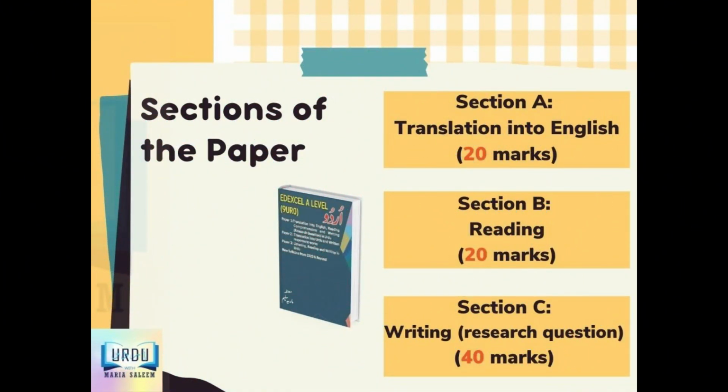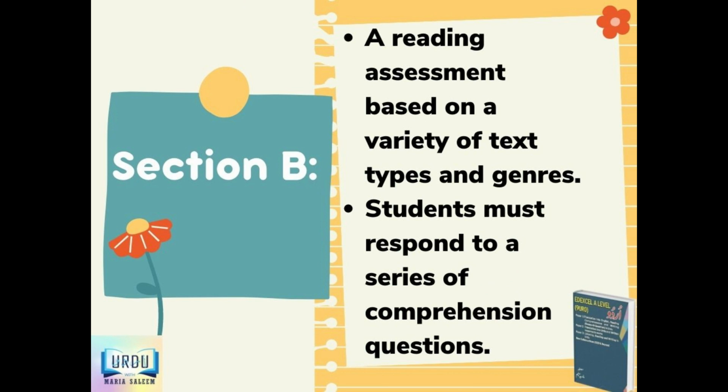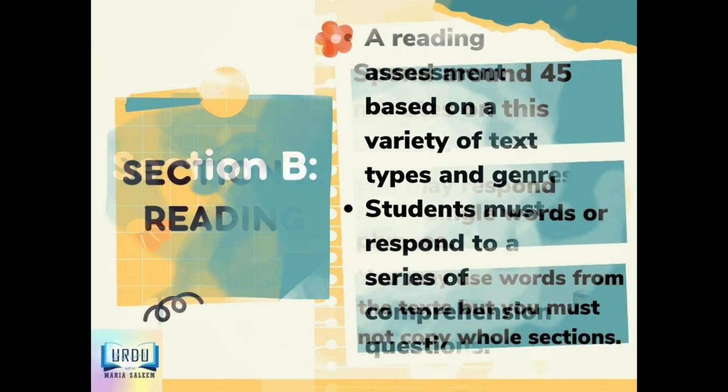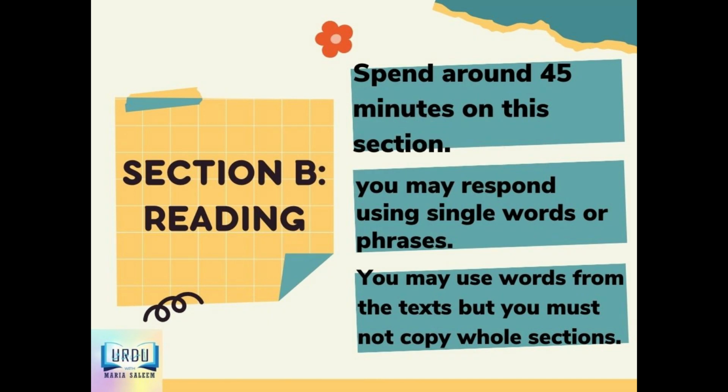Section B, reading, which is for 20 marks. A reading assessment based on a variety of text types and genres. Students must respond to a series of comprehension questions. Please try to spend around 45 minutes on this section. Open response questions do not have to be written in full sentences and you may respond using single words or phrases. Yes, you may use words from the text, but you must not copy whole sections. Let's have a look at different types of comprehension.